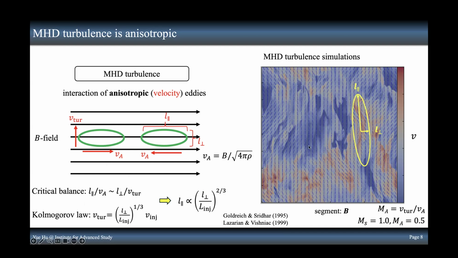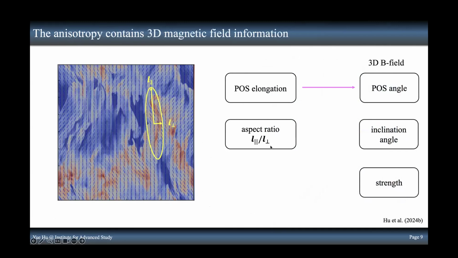As we can see in one example in the MHD turbulence simulation, here the segments show the magnetic field and the background map is velocity. We can see apparently the structures are elongated along the magnetic direction, and the parallel scale is larger than the perpendicular scale. So if we can know the elongation direction of the turbulent eddies, we can know the magnetic direction. So that's the anisotropy of MHD turbulence. The plane-of-sky elongation direction of the turbulent eddies can tell us the plane-of-sky magnetic field angle.